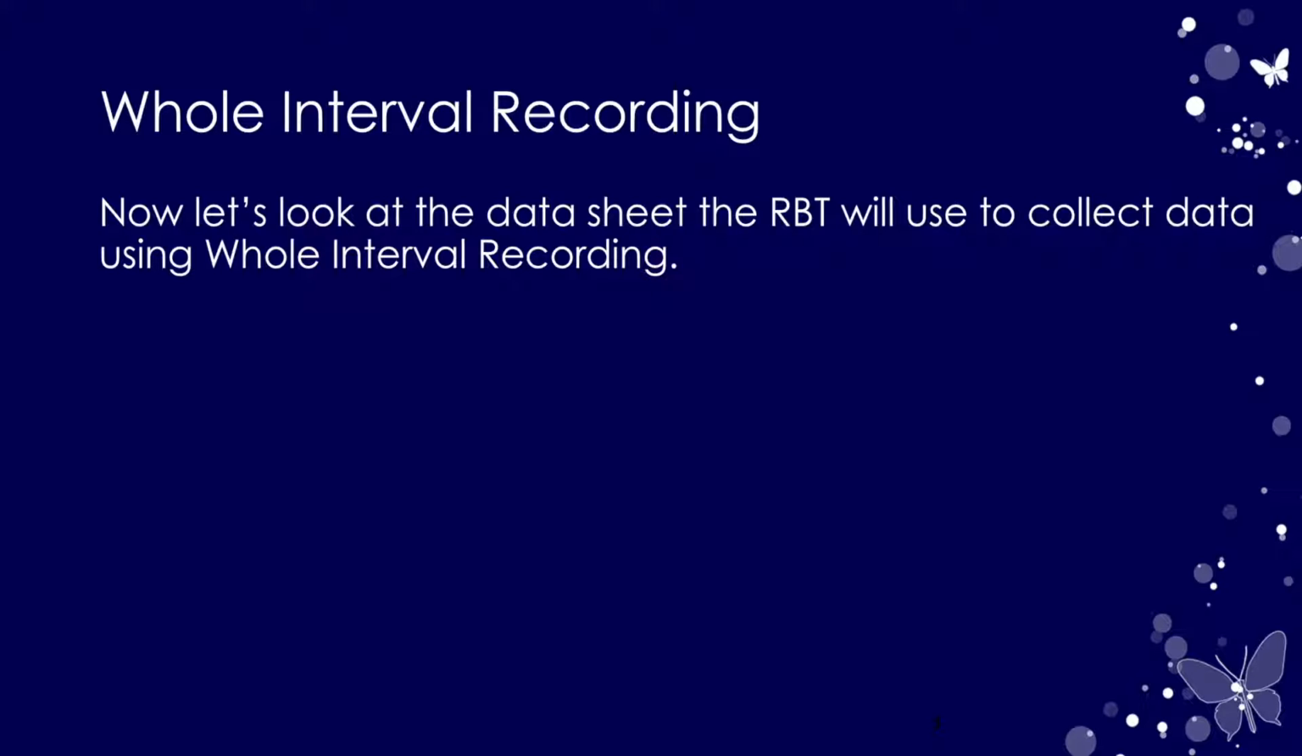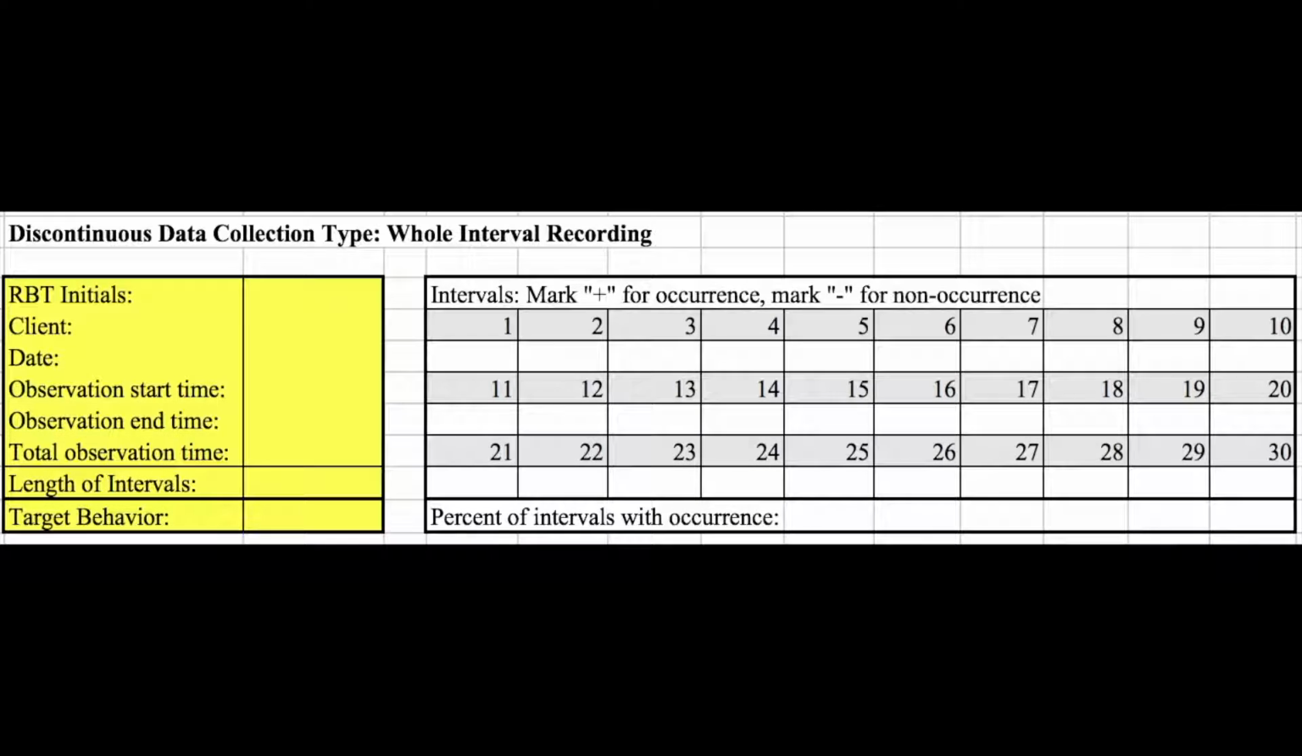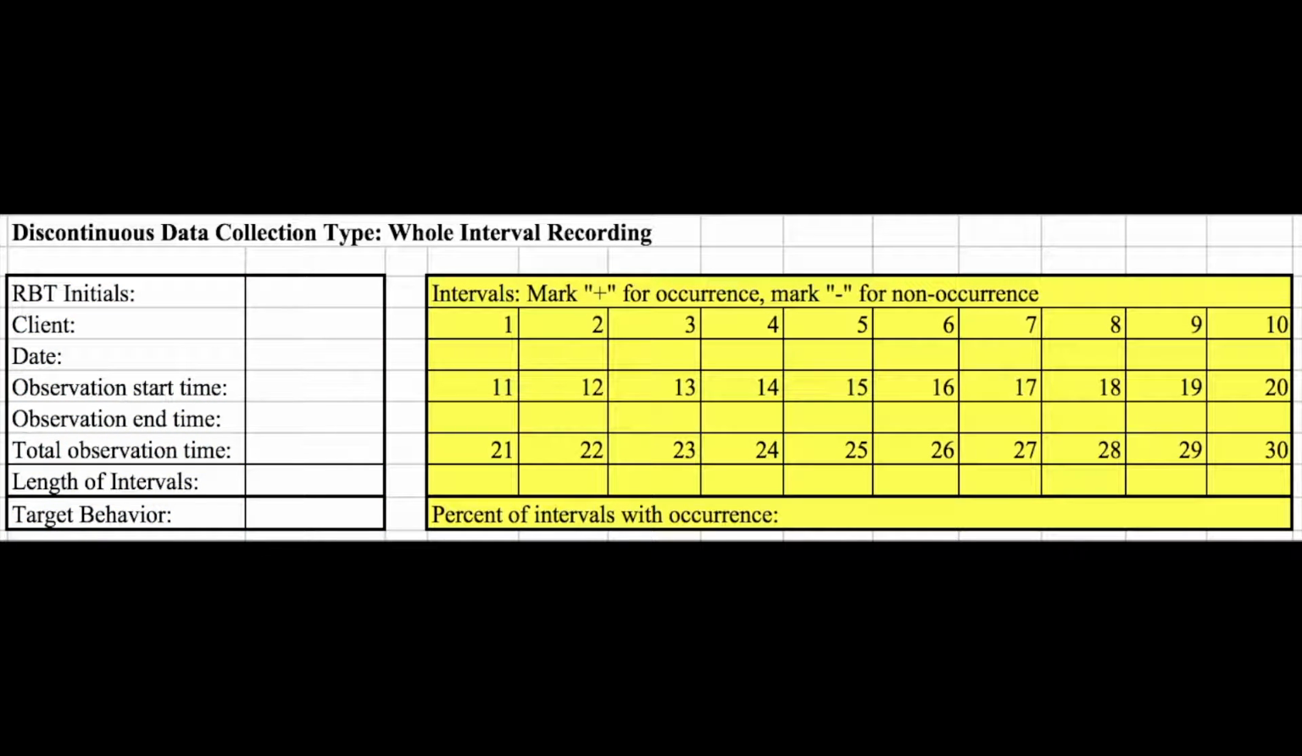And now let's look at the datasheet an RBT may use when doing whole interval recording. The datasheet looks very similar to what you observed in partial interval recording. On the left, we have information about the RBT, client, date, and observation time, and on the right is where the RBT takes data during their intervals.